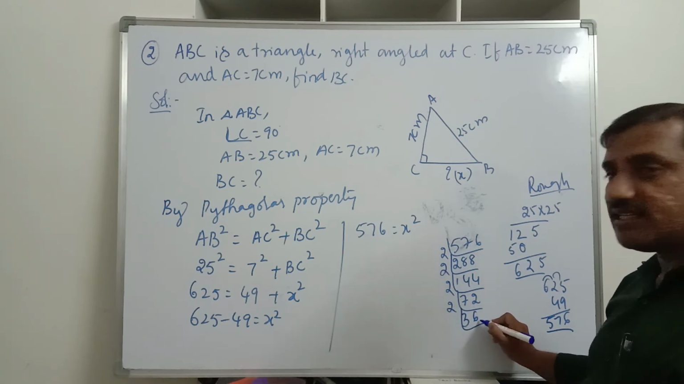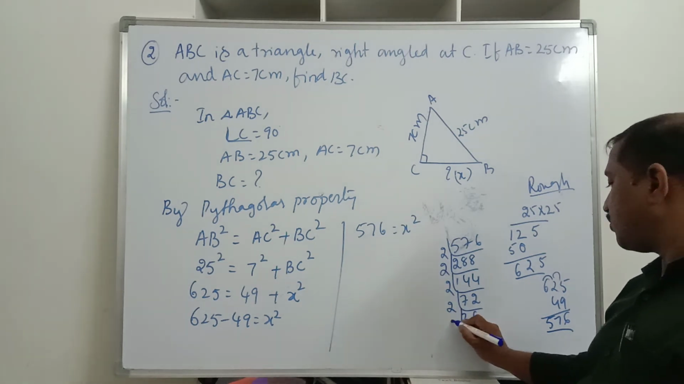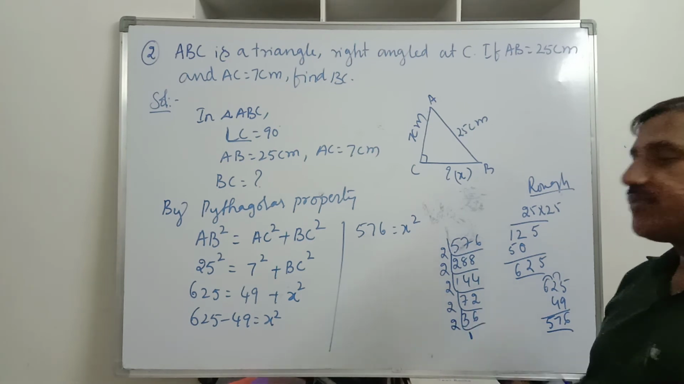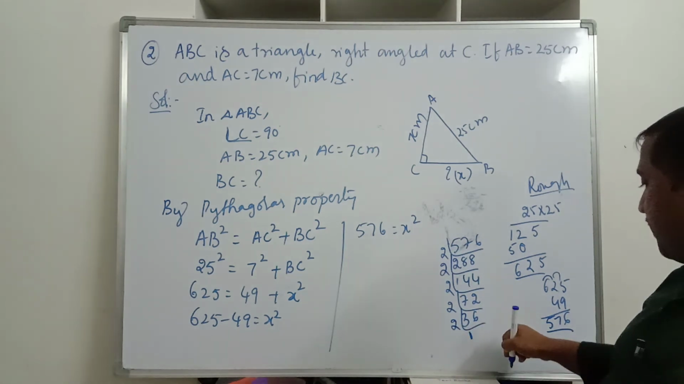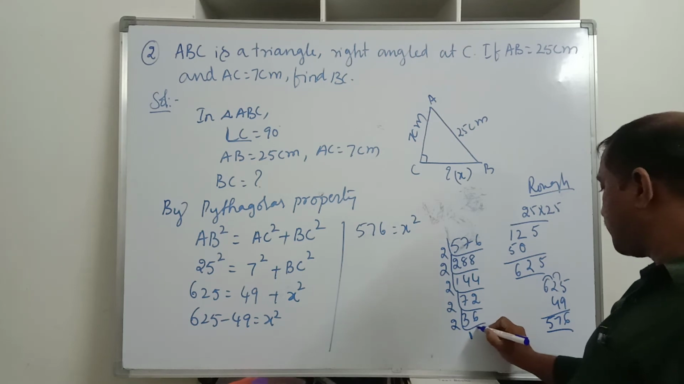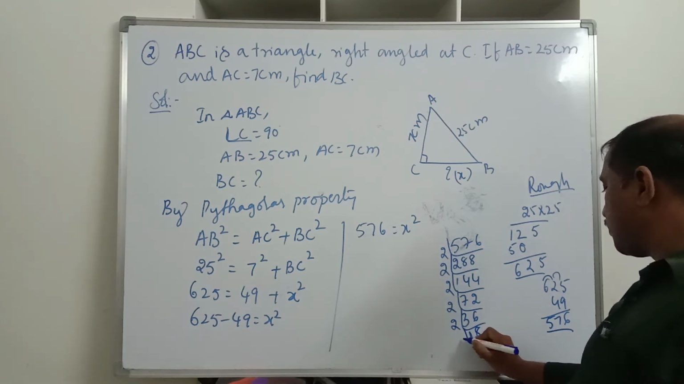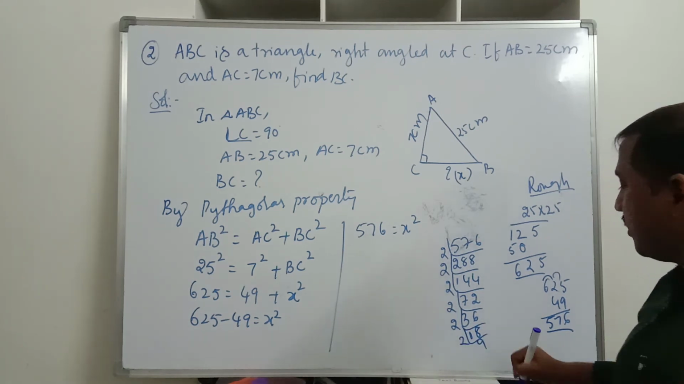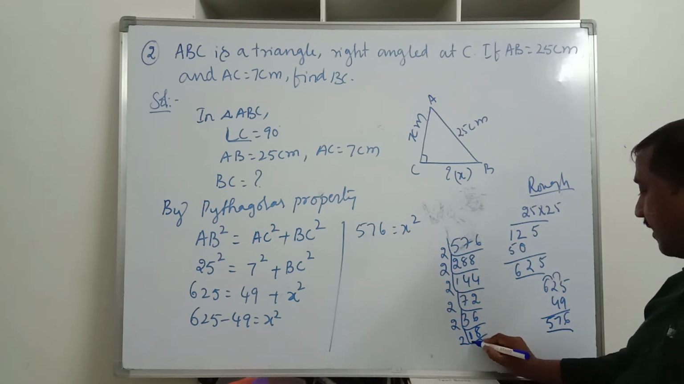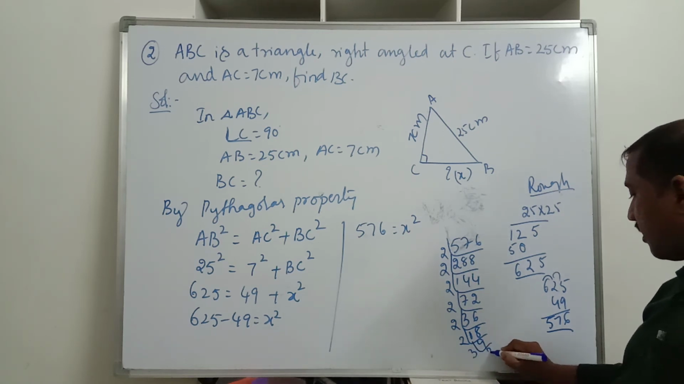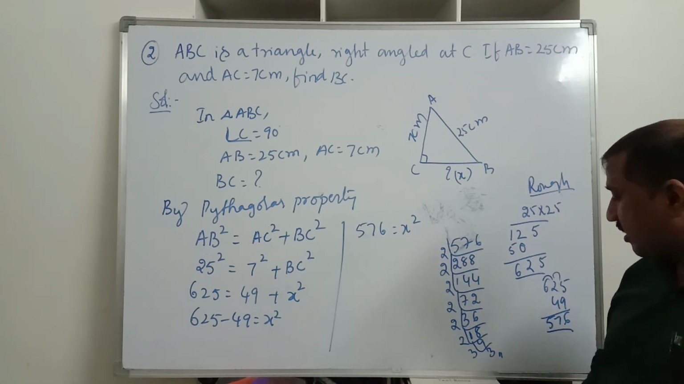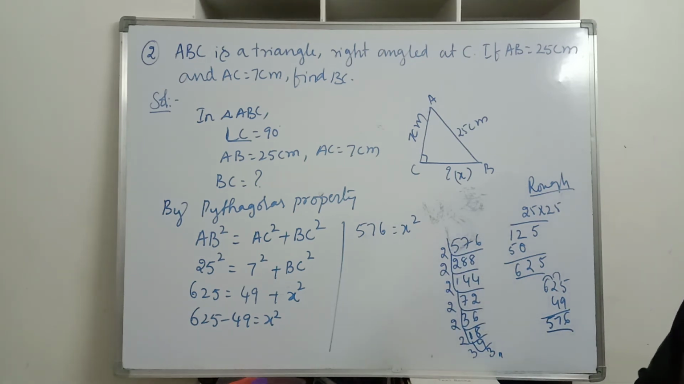In the units place we have 6, therefore it is divisible by 2. 2 1s are 2. 3 minus 2 it is 1. Bring 6, it is 16. 2 8s are 16. Then with the 2, 9s are 18. Then 9, 3 3s are 9. So the last value we got here is 3, which is a prime number.